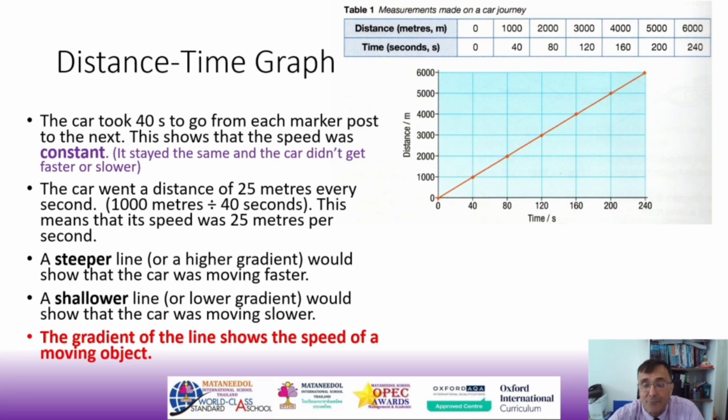A steeper line or a higher gradient will mean that the car is moving faster, while a shallow line means that the car is moving slower. So we can tell how fast something is moving by looking at the gradient of the line.